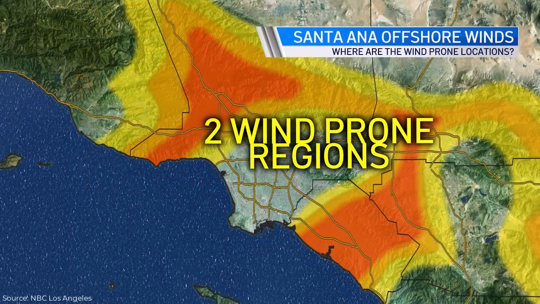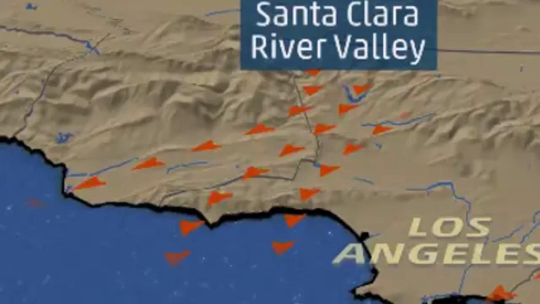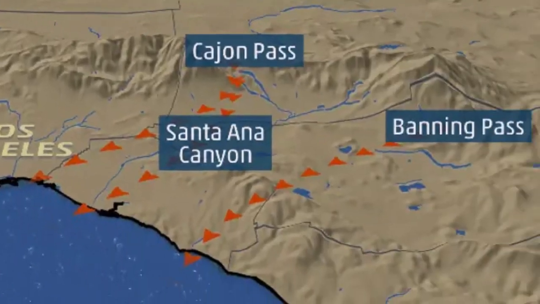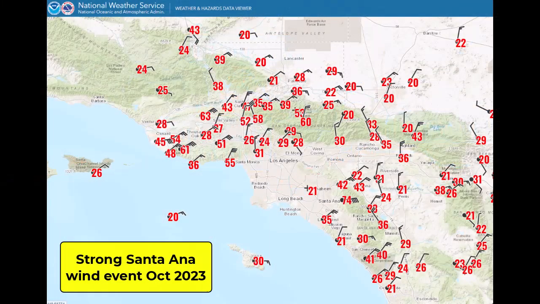There are two main corridors where Santa Ana winds surface. The main corridor is through the Angeles National Forest and Highway 14 corridor towards the Ventura County coastal plain and into the western San Fernando Valley. The second is through the Cajon Pass and Banning Pass into the Inland Empire and then through the Santa Ana Mountains. During a moderate to strong Santa Ana wind event, offshore winds can reach the beaches and sometimes even out to the Channel Islands.